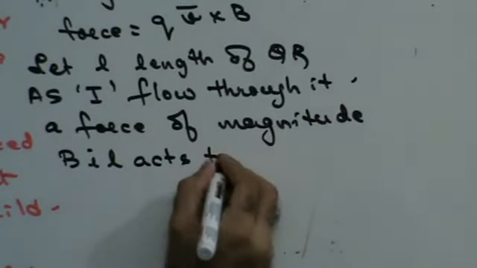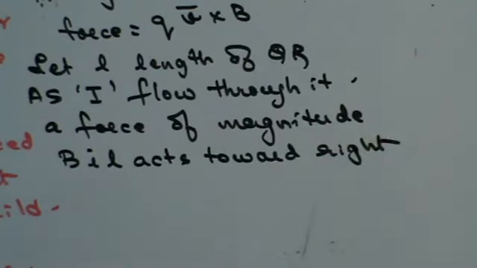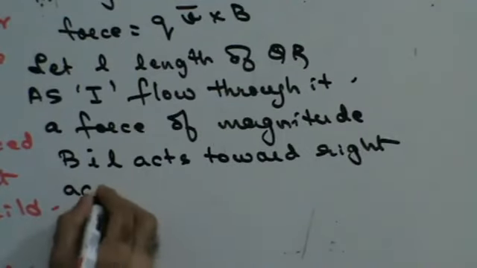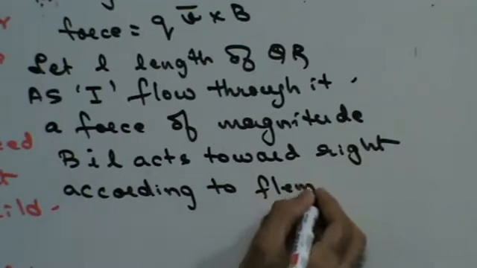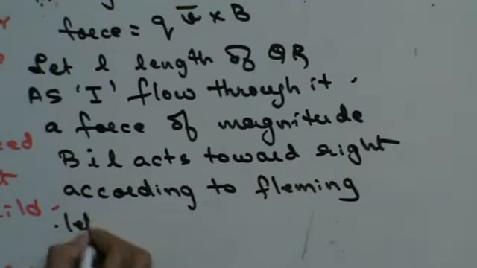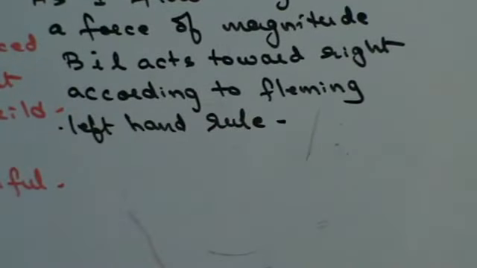It acts towards the right, according to Fleming's left hand rule. According to Fleming's left hand rule, if current flows through the wire, then the force is going to be in outward direction. So if current is flowing through the wire, the force will be in outward direction. That means the force will be towards the right.